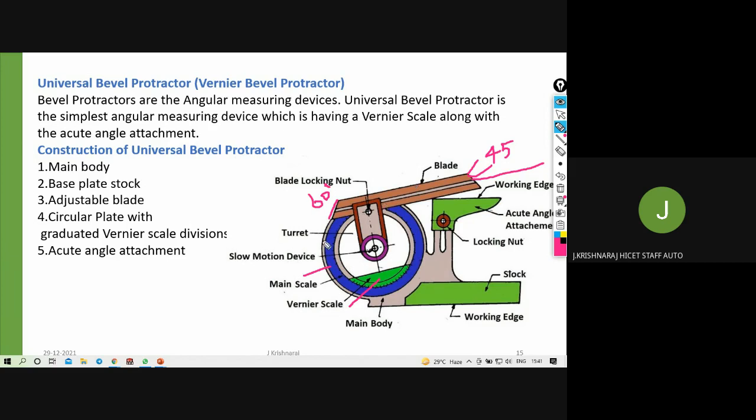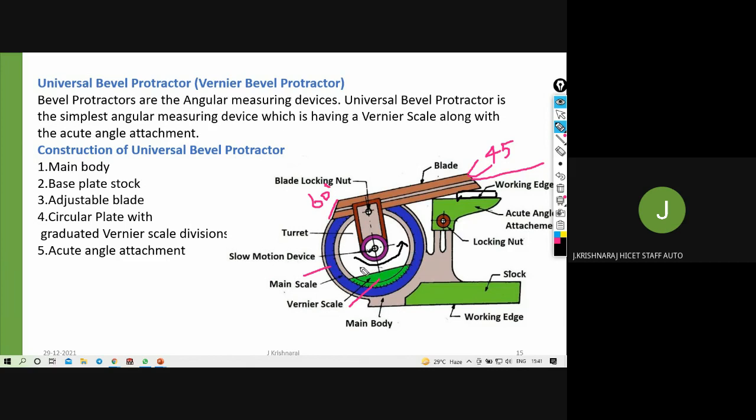If you are going to rotate it, or keeping this blade on a particular surface, I'm just drawing some faces over here in black color. So it is the actual surface of my component. I'm just placing the blade over the surface of the specimen. Now it will have some angular deviation, some angular movement.